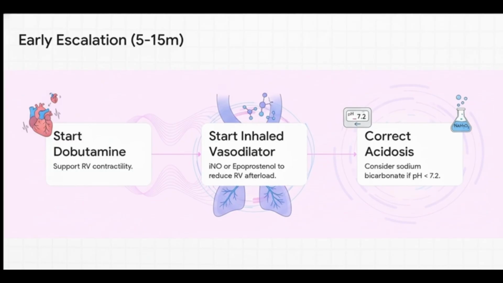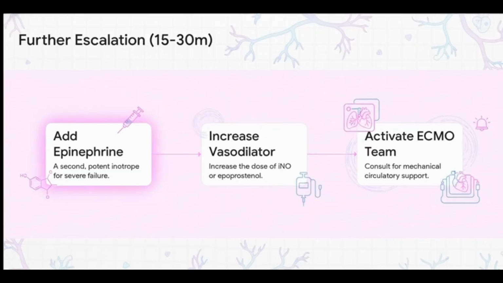Okay, next phase. Early escalation is a two-pronged attack. You're going to support RV contractility directly with an inotrope like dobutamine, while at the very same time, you're reducing the RV afterload by starting a selective inhaled pulmonary vasodilator. If you're not seeing a response to those initial measures, you cannot hesitate to escalate further. This means adding a second, more powerful inotrope like epinephrine and, this is critical, activating the ECMO team for a consult. Thinking about mechanical circulatory support early is vital in refractory RV failure.